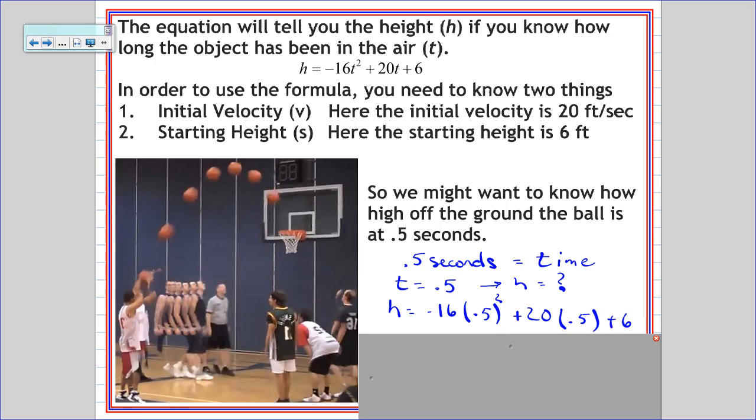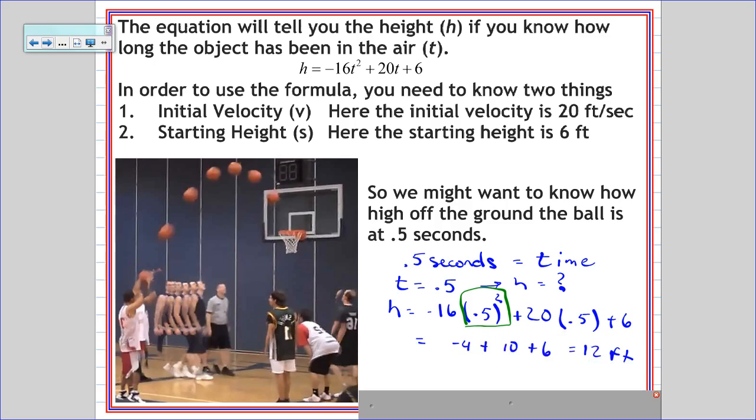So we're going to take our formula and fill in what we know. We're going to do 0.5 squared and then multiply by negative 16. We're going to do 0.5 times 20, and we're going to add 6. This is really straightforward. I will say that the 0.5 squared needs to come first because that's an exponent. So make sure you do that before you multiply by negative 16. I did all those calculations, and I got 12 feet. So at 0.5 seconds, the ball would be 12 feet off the ground.